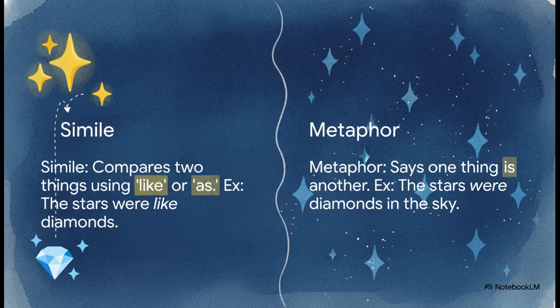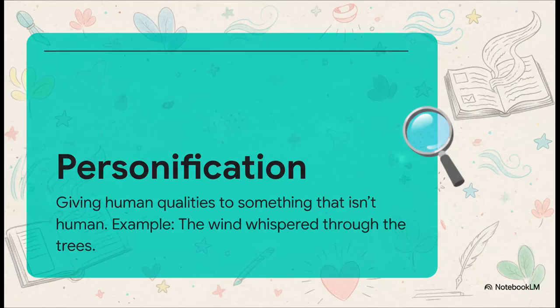Then you have a metaphor, which is way more direct. It says one thing is another thing. The stars were diamonds. See that little difference? One is an observation, but the other? That's a powerful declaration.